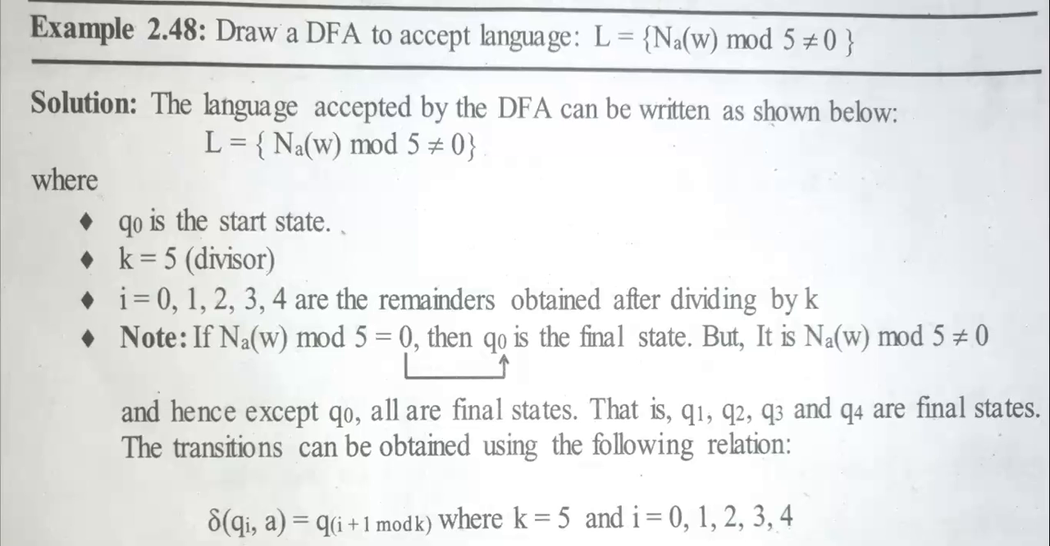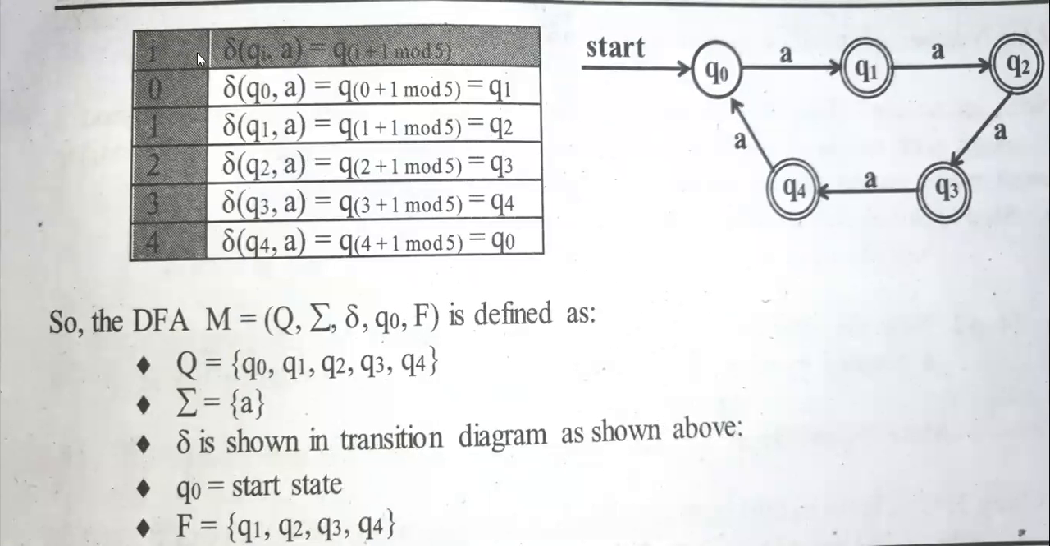Then we have a transition function formula here. Just start substituting the value of i. The values of i are 0, 1, 2, 3, and 4. Then finally we generate the transition table. Just observe how we are generating the transition table. This is the table, where the first column stands for the i value. The possible values of i are 0, 1, 2, 3, and 4.